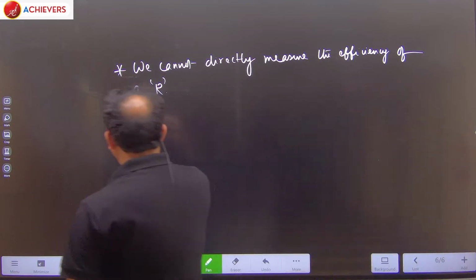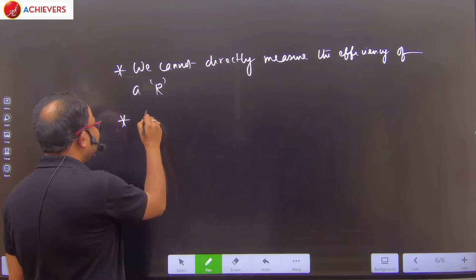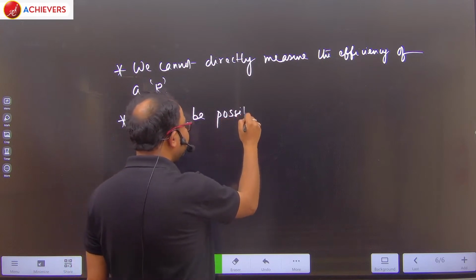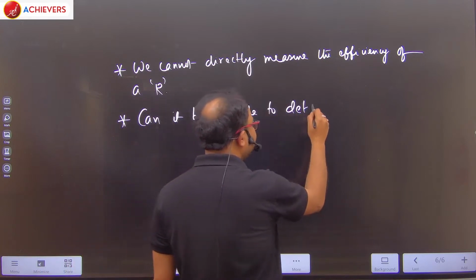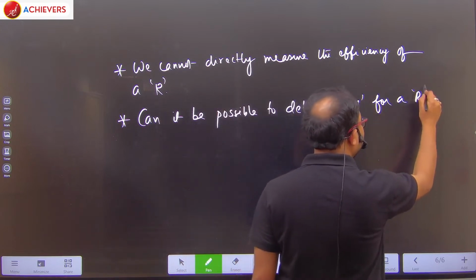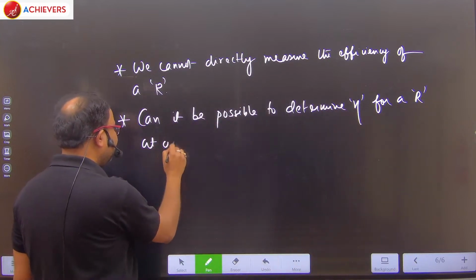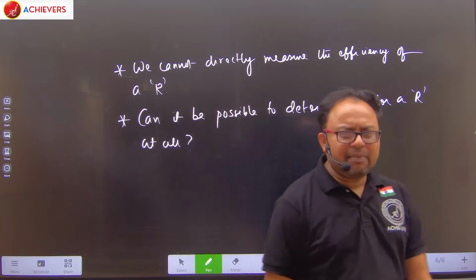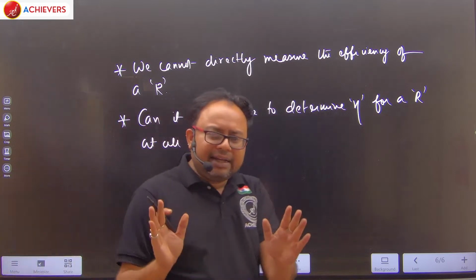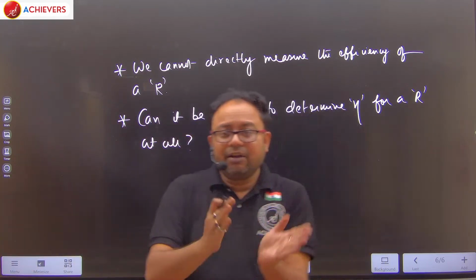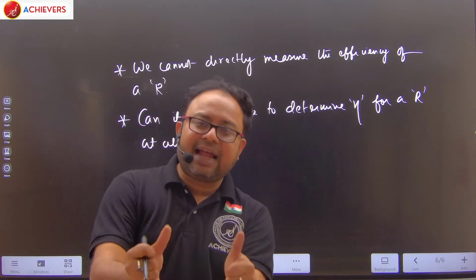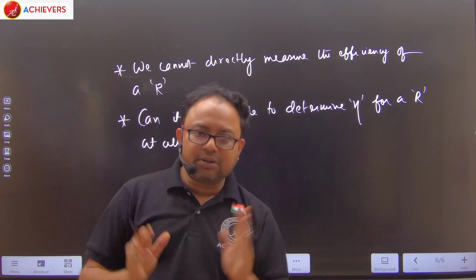So the next question arises is, can it be possible to determine eta for a refrigerator at all? Is it at all possible to determine the efficiency of a refrigerator? We have understood that it is not possible from the direct analysis of the free body diagram. That's known to all of us.